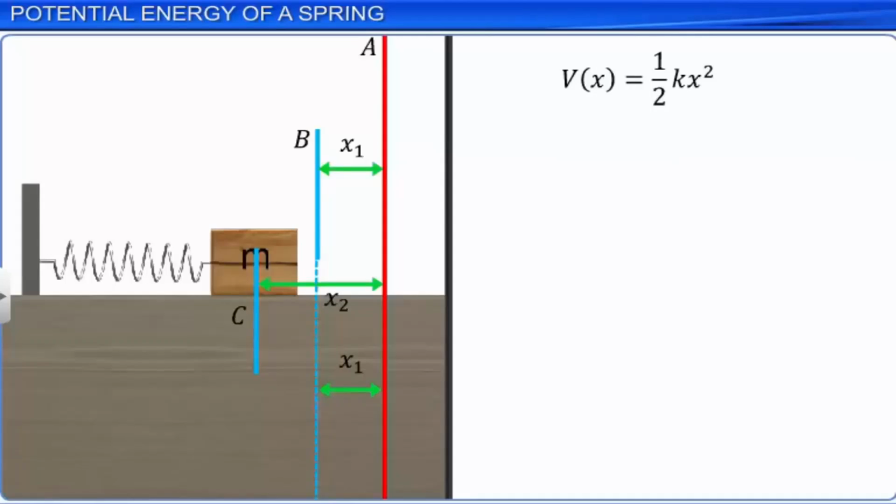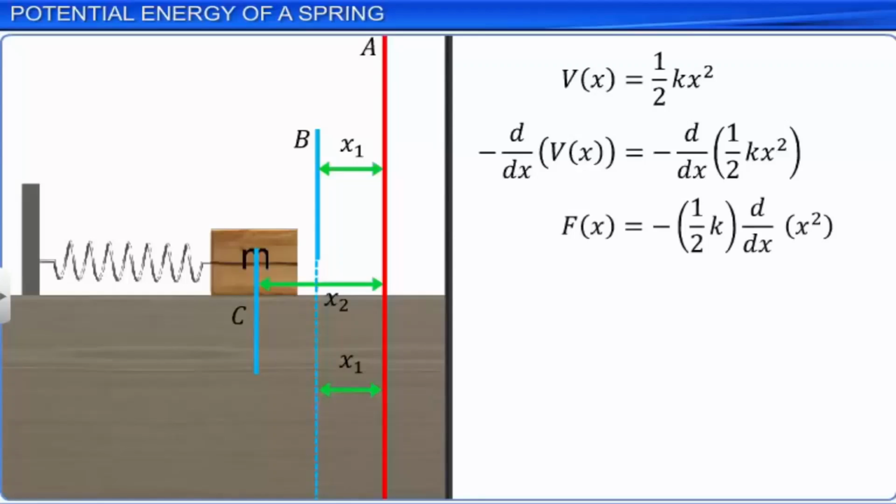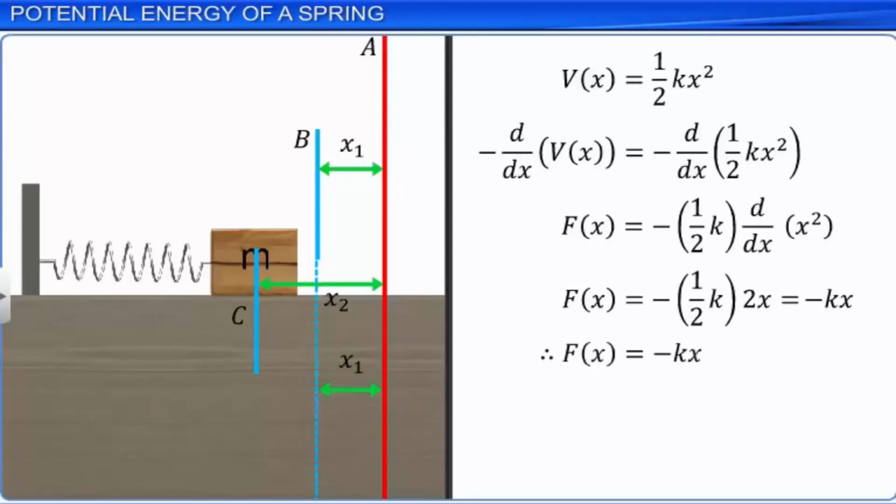Taking the derivative of the equation of potential energy of the spring, we get minus d by dx V of x is equal to minus d by dx half kx square. On further simplification, we get F of x is equal to minus half k into dx square by dx. Thus, by differentiating the equation of potential energy of a spring, we can easily verify the equation for the spring force as F of x is equal to minus kx, as shown.